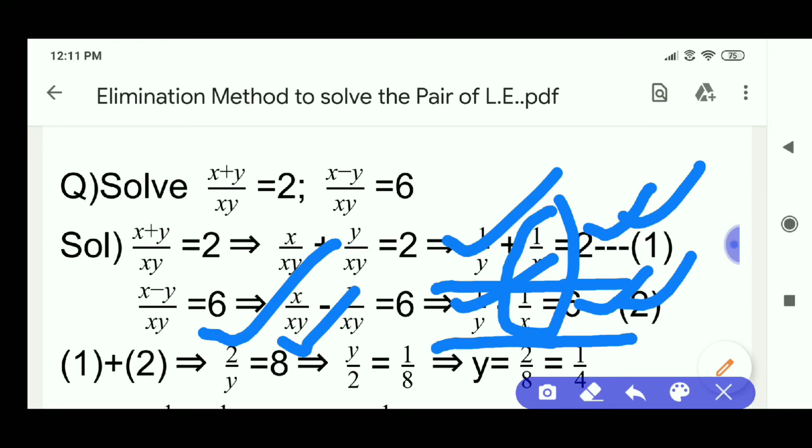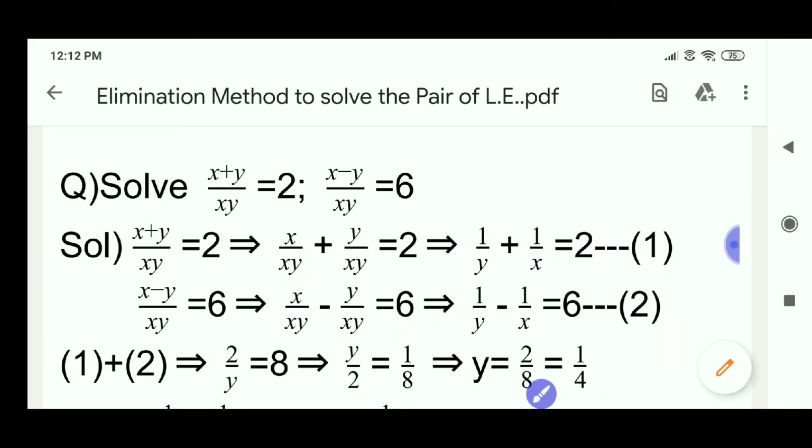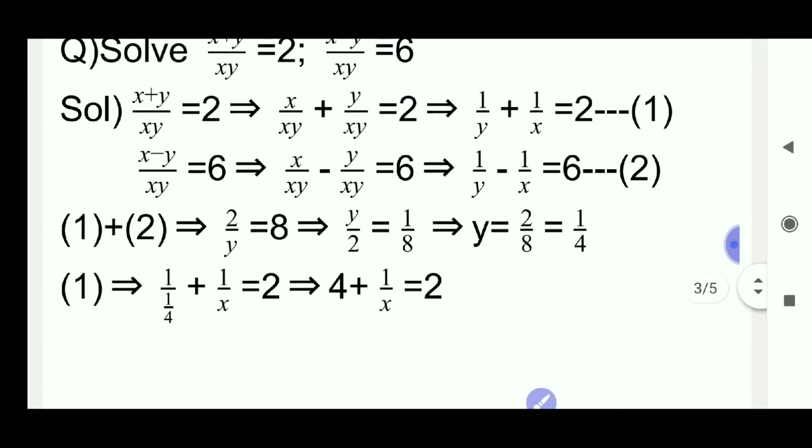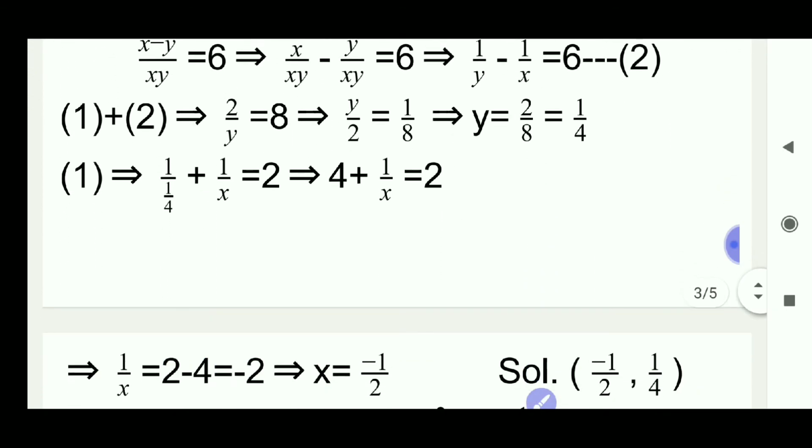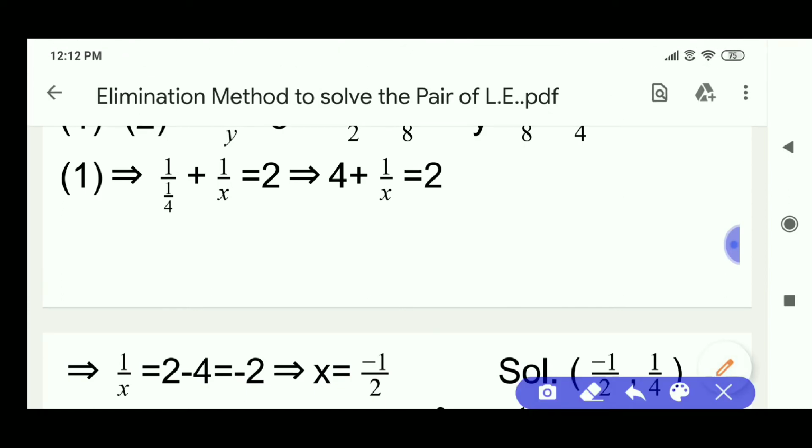By reciprocating, 2 by y becomes y by 2 and 8 by 1 becomes 1 by 8. So y is equal to 2 by 8, which is nothing but 1 by 4. Now substitute y is equal to 1 by 4 in the first equation. So we obtain 1 by 4 plus 1 by x is equal to 2.